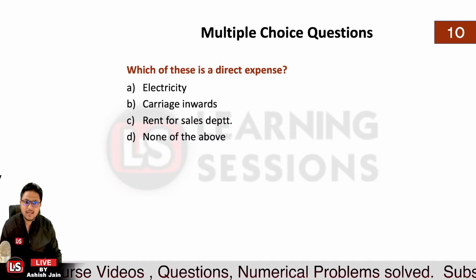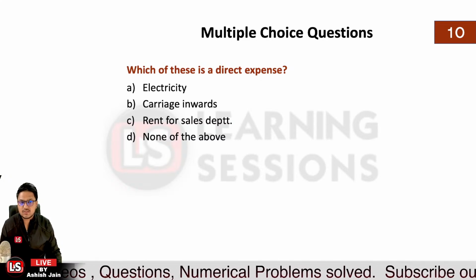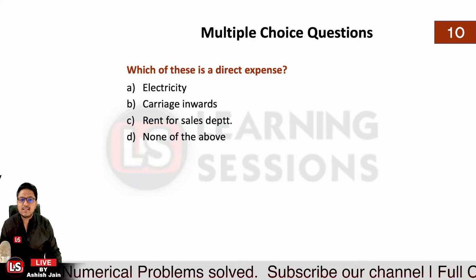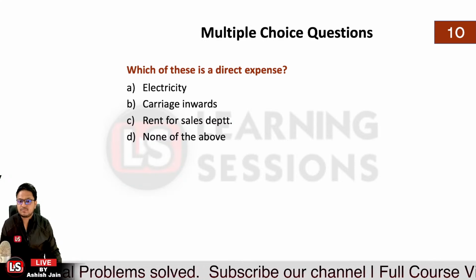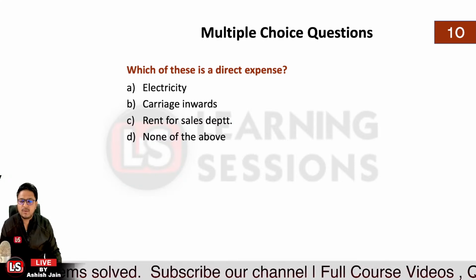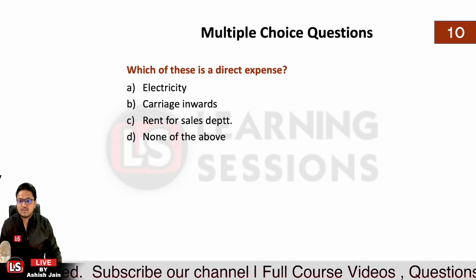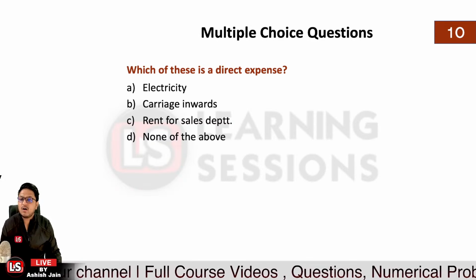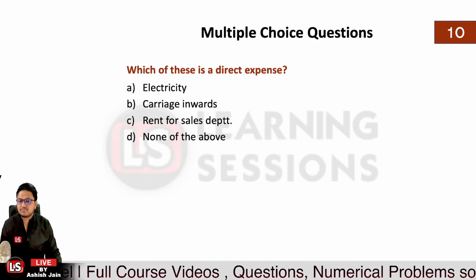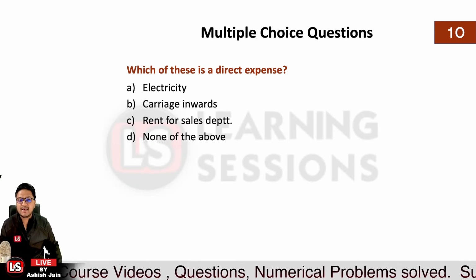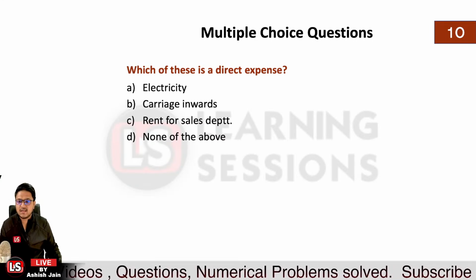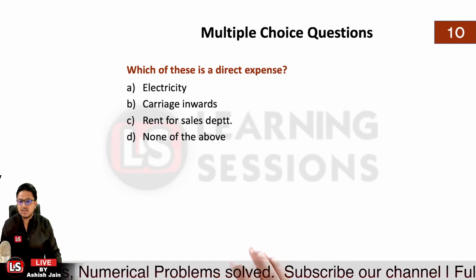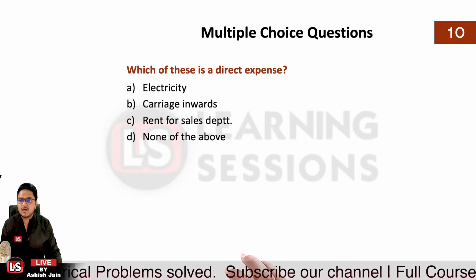Next question, question number 10, which of these is a direct expense? So we need to tell about the direct expense. Electricity, carriage inward, rent for sales department, none of the above. So direct expenses are those which are directly made on manufacturing of goods. So carriage inward is the direct expense in this case. So option B over here would be the right answer.